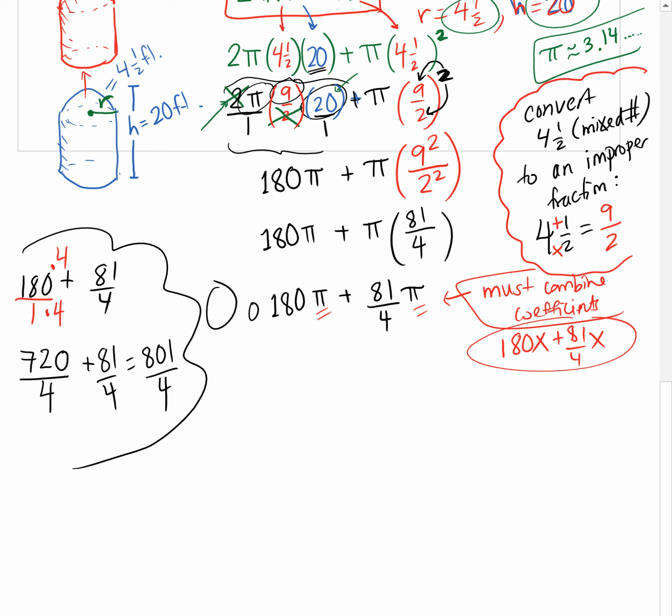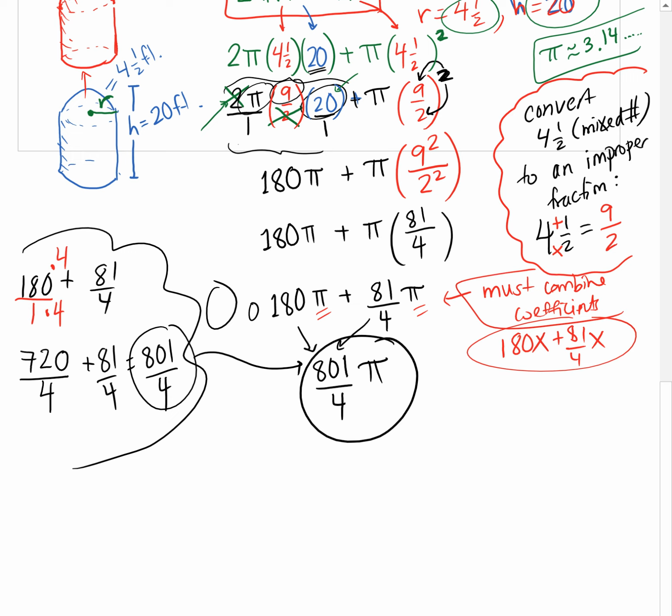Is that true? Because 80 plus 20 is 100. Yeah, okay. So there he is. That'll be what we get when we combine these guys. 180 plus 81 over 4 is 801 over 4. But they have a pi attached, so there it is. 801 over 4 pi. And probably in real life, if you really cared about what the surface area was, you'd probably make that a decimal.